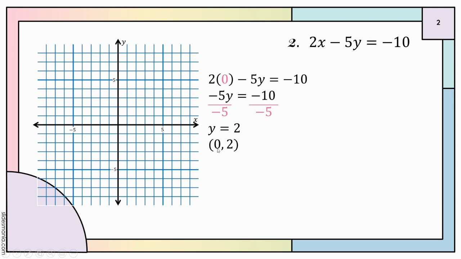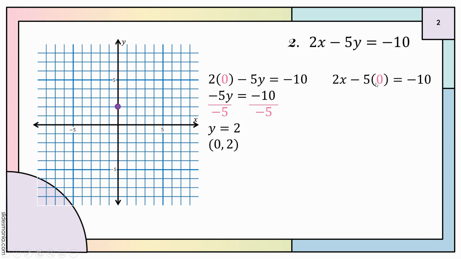I put in 0 for x. So I'm putting 0 in the x place. And I got 2 for y. So we're writing 2 in the y place. So I'm going to go over here and plot (0, 2). And then I'm going to find the x-intercept. So I'm going to put 0 in for y.